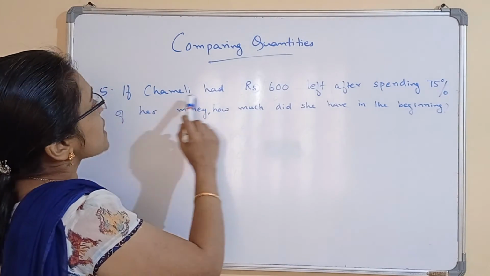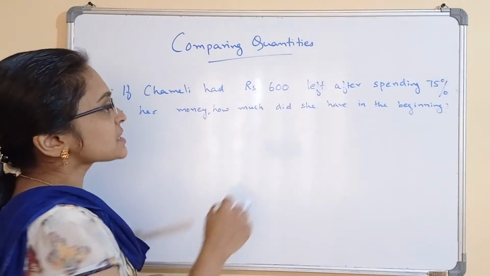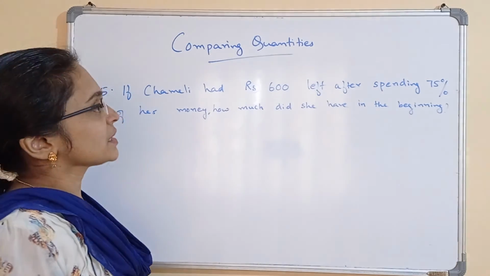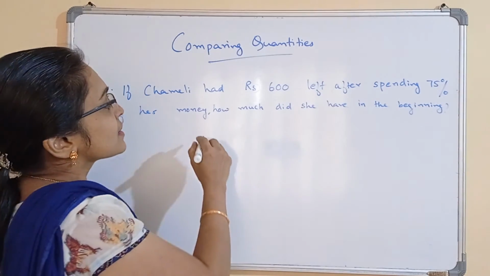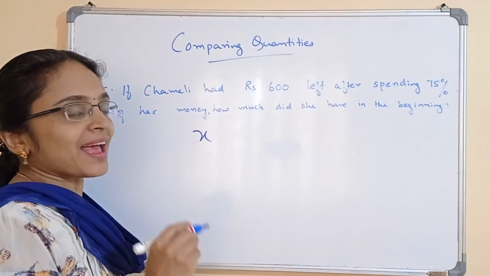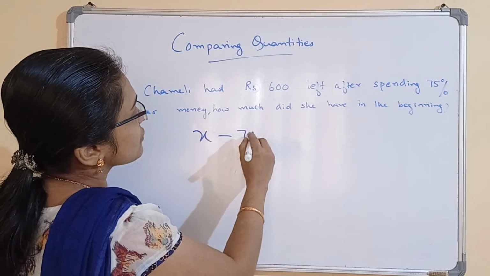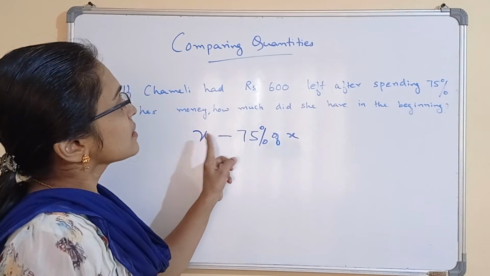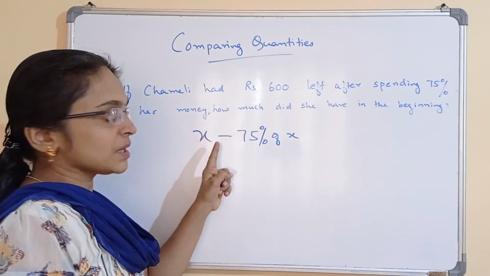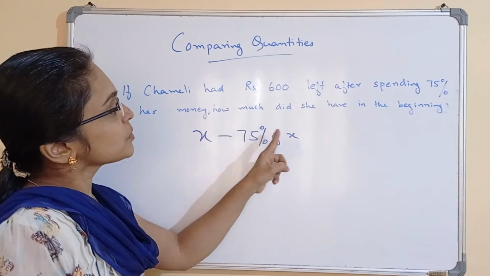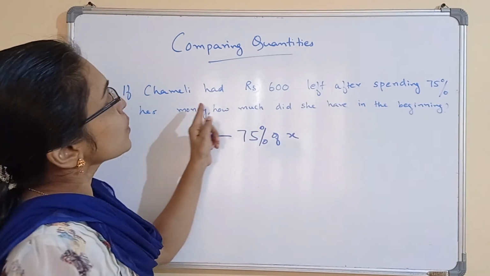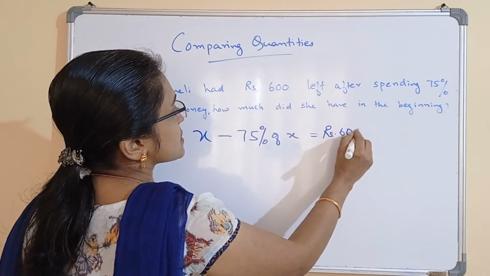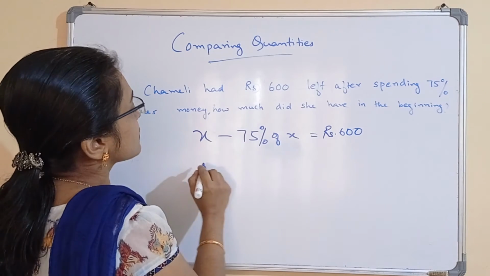Next question is, if Chameli had 600 rupees left after spending 75% of her money, how much did she have in the beginning? So let us say that she had X rupees in the beginning and she spent 75% of this X. Then what is the money she had left with her? 600 rupees. Right? So we can calculate this.